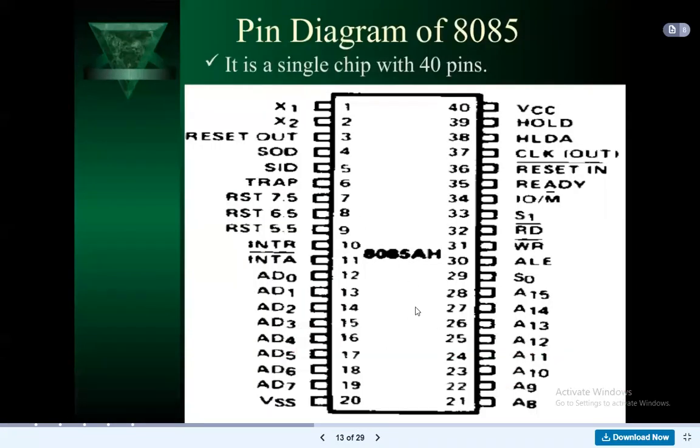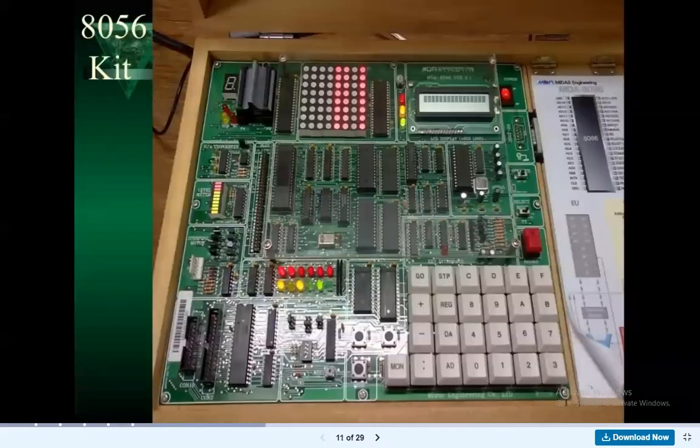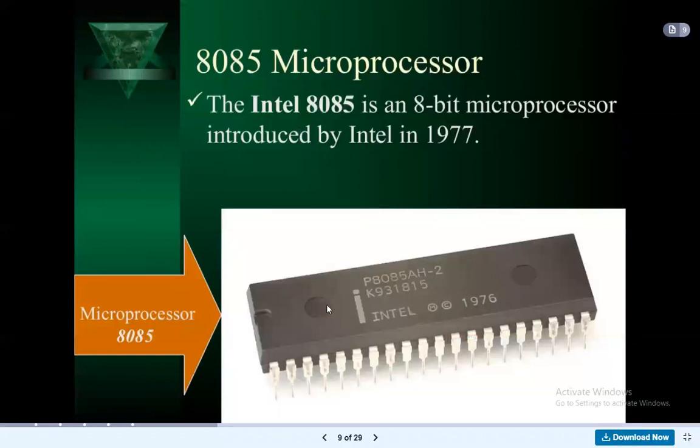So see, this is your pin diagram of 8085. You can see pins 1, 2, 3 up to 20, and again from 21 to 40. There are 40 pins, 20 on this side and 20 on this side. In the previous diagram you saw that, right? Here, this is the actual device, with 20 on one side and again 20 on the opposite side.